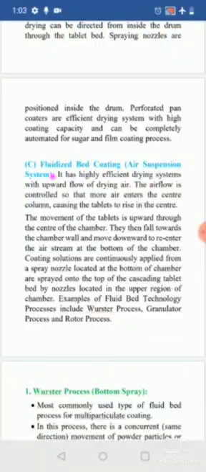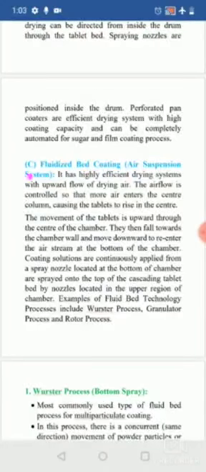Okay, so again there will be the efficient coating. When coming to the fluidized bed, that is the bed coating or the air suspension system, here you are going to insert the air from the bottom. Along with the air, the tablets which are settled at the bottom are going to rise to the center, and again they are going to fall to the bottom.